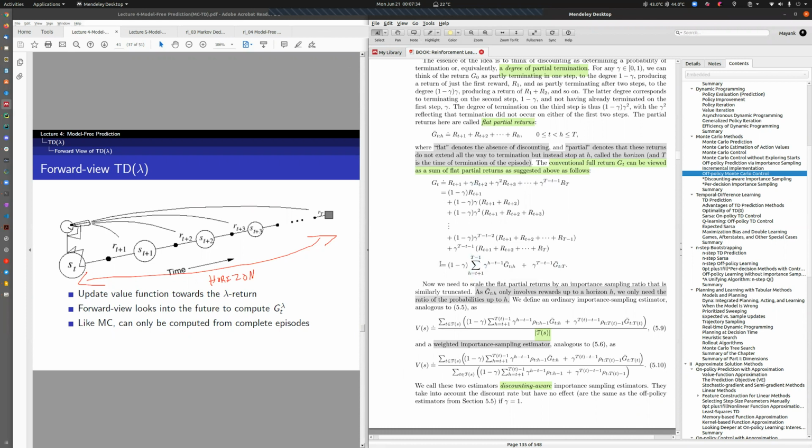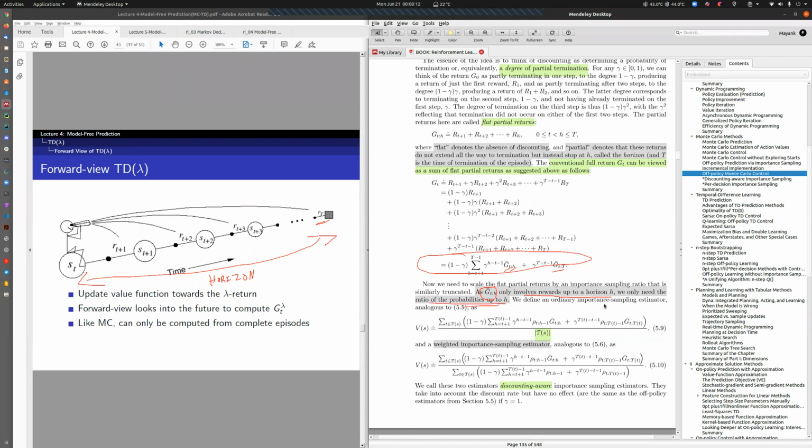So this guy here, with respect to the G bar from t to h, h is the horizon, and G bar from t to t, this is viewed as a sum of partial returns. So yeah, G from t to h only involves the rewards up to the horizon h. This is the ratio of probabilities up to h.